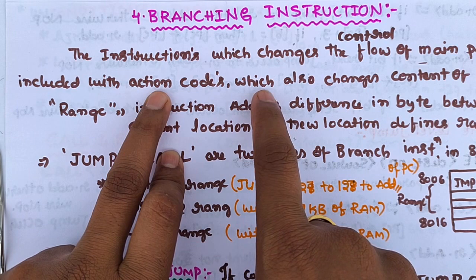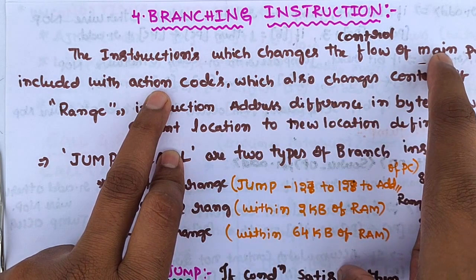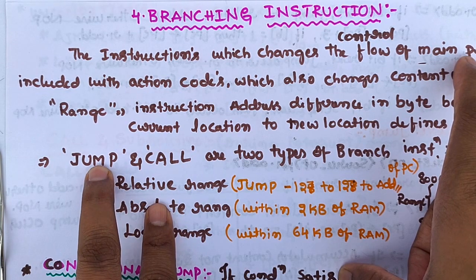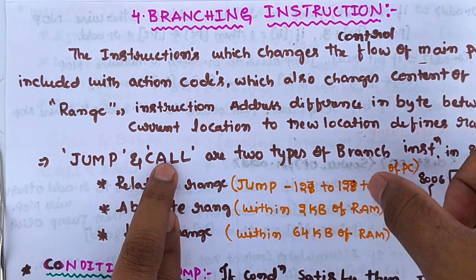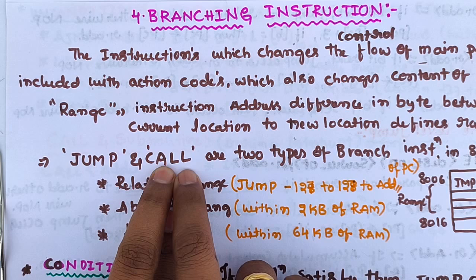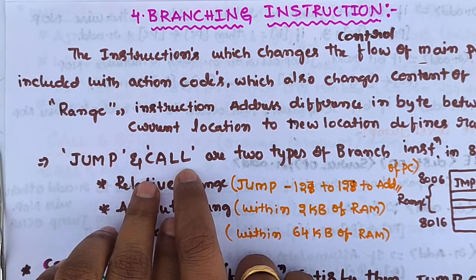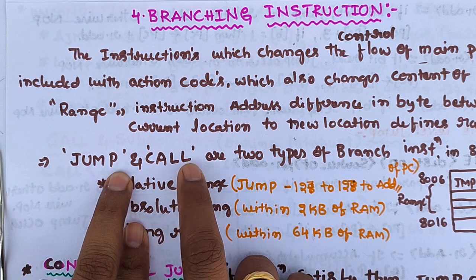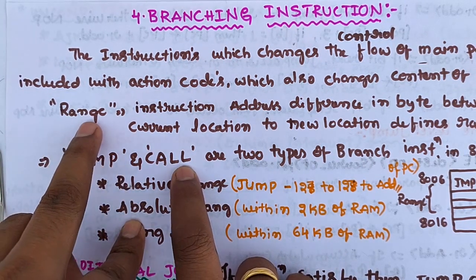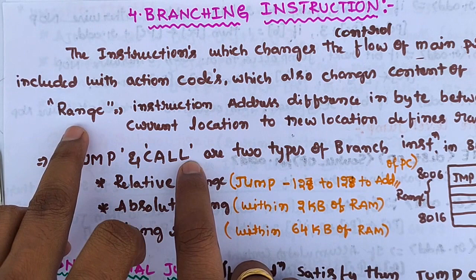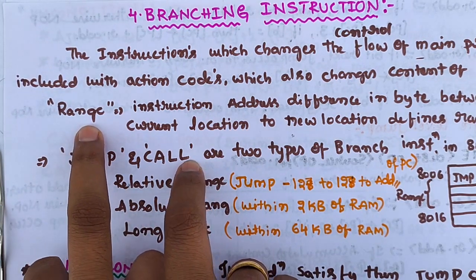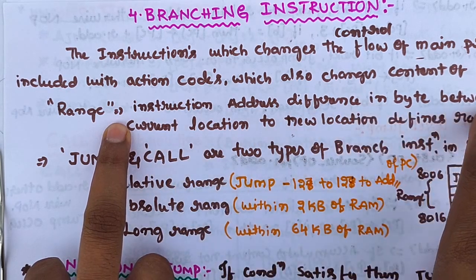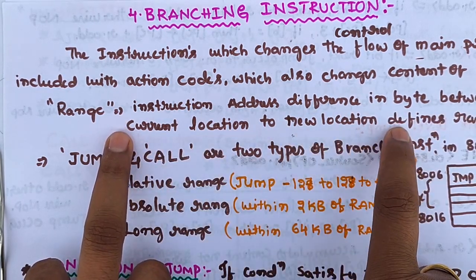If we are changing the execution control inside the main program, we can use the jump instruction. If you want to change the execution control from the main program to another part of the program, we can use the call instruction. Therefore only two branching instructions we are using, that is jump and call. Before that we need to know the range of the instruction.